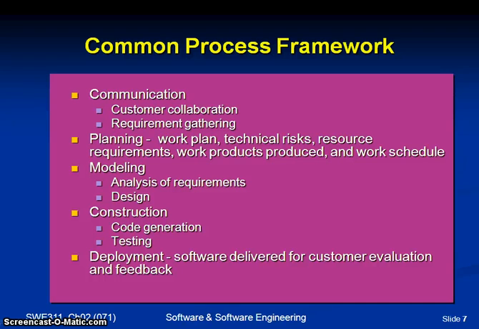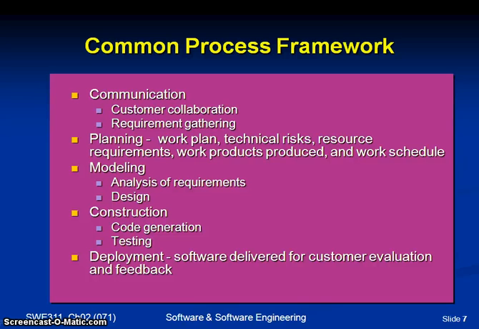Now, associated with these framework activities are the umbrella activities that are involved in the software process. The umbrella activities include software project tracking and control, risk management, software quality assurance, formal technical reviews, measurement, software configuration management, reusability management, work product preparation, and production. The first and foremost umbrella activity is software project tracking and control. It allows the software team to assess the progress and take action to maintain the schedule.